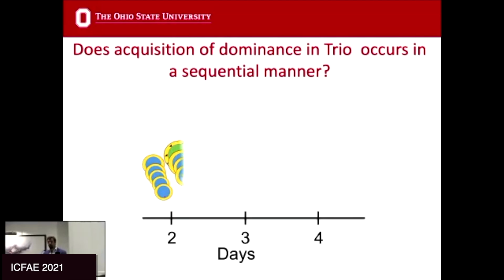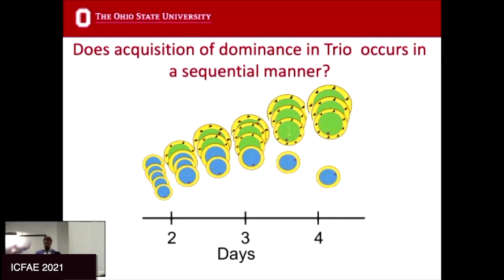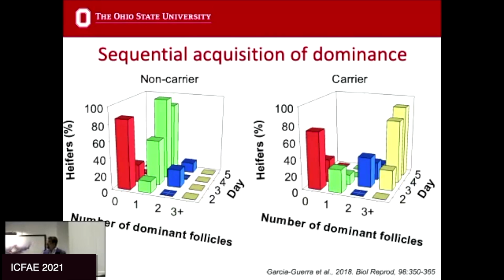And what we mean by that is that as the wave develops, the first follicle in the hierarchy would acquire the dominant phenotype first, followed by the second one and the third one and the fourth one, and so forth. So what we actually did was, going back to one of the studies where we collected follicular fluid, we were able to classify heifers, determine the percentage of heifers at different days that had either 0, 1, 2, or 3 or more dominant follicles.